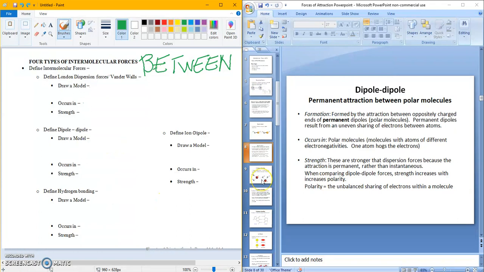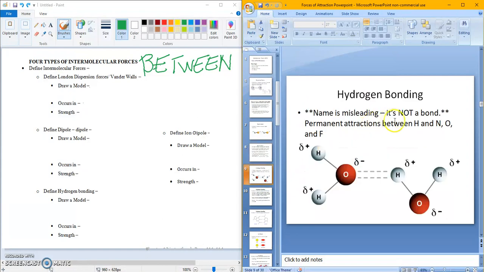Alright, the next one is hydrogen bonding. Now, hopefully you guys have learned about this in biology. It's the reason why water behaves so awesomely. But hydrogen bonding is an attraction. Don't let the name fool you. Remember, the only types of bonds there are metallic, ionic, and covalent. This is an attraction. But the reason why it's called hydrogen bonding is because this attraction is so strong, we wanted to give it a special name. So, not a bond, but a very strong attraction.